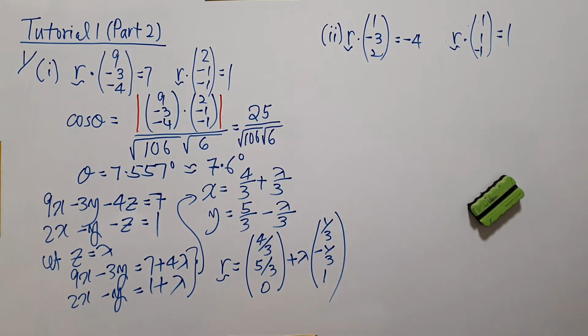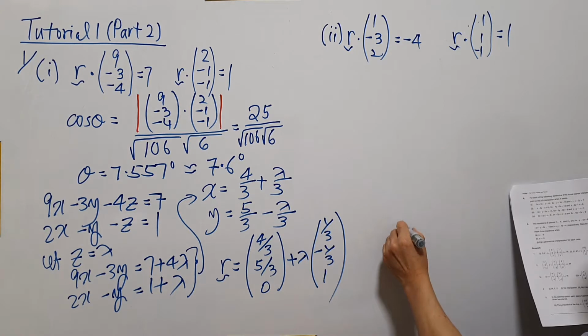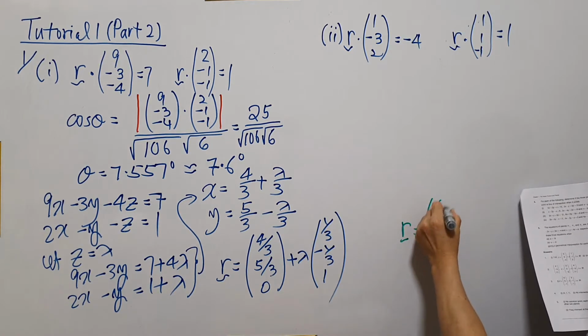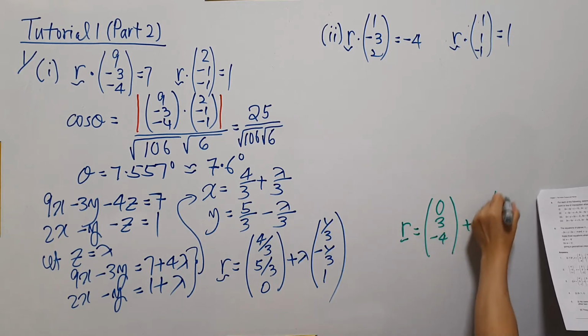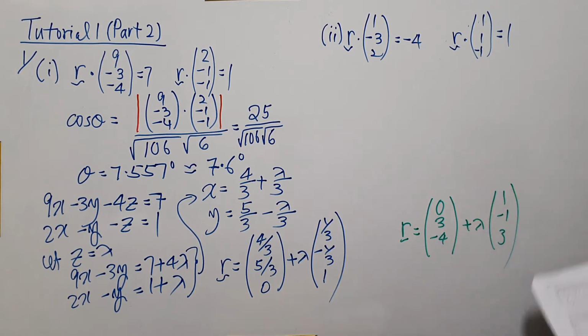Now the solution that you have in your answer key may not be the same, but I want to help you out a bit. I want to write down for you what is in the answer key. The answer key is r equals (0, 3, -4) plus lambda (1, -1, 3). Even if the answers are not the same, I'd like you to learn a way to check that they are equivalent. First and foremost, to say that these two lines are the same line, you want to check the directional vector.